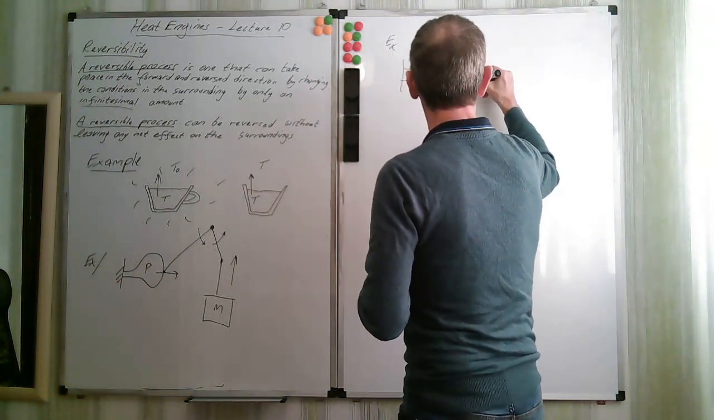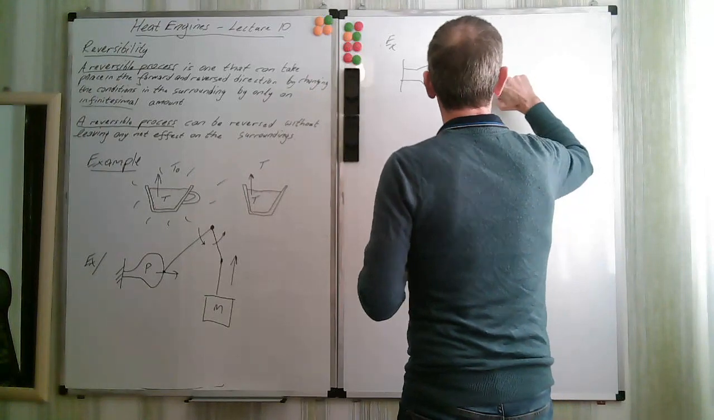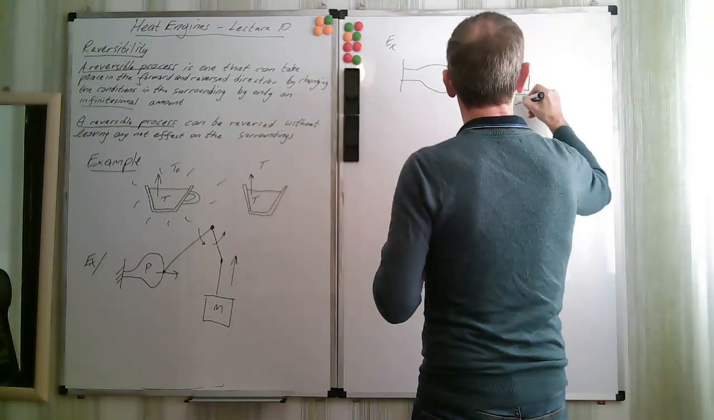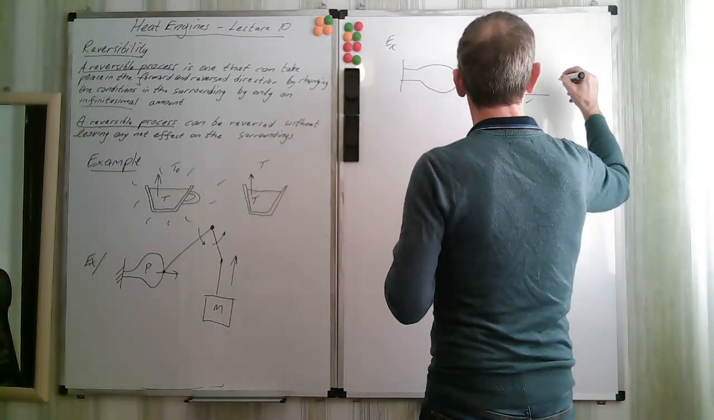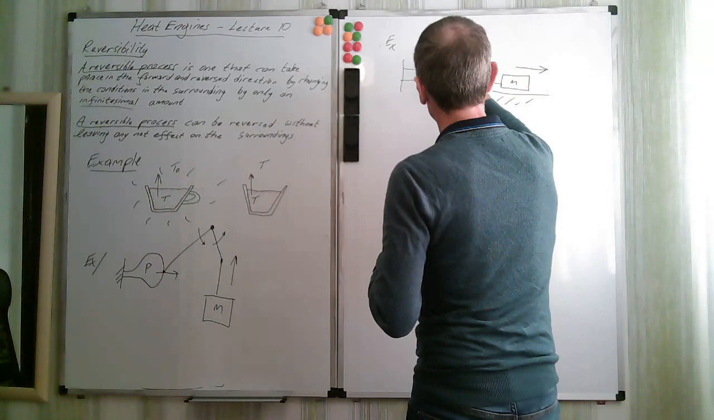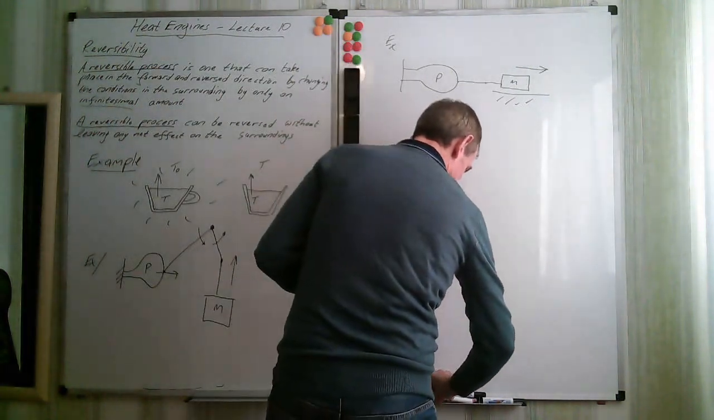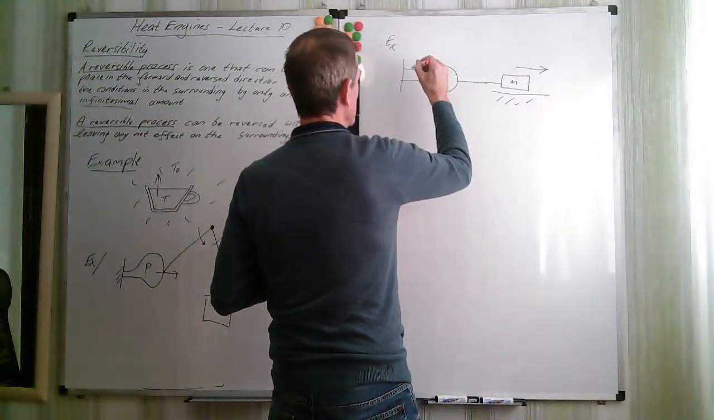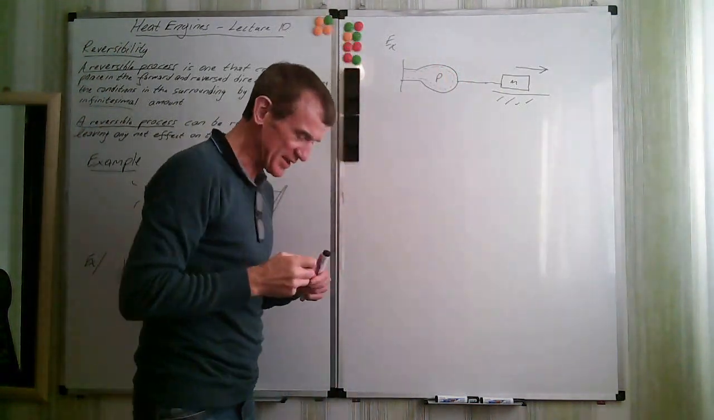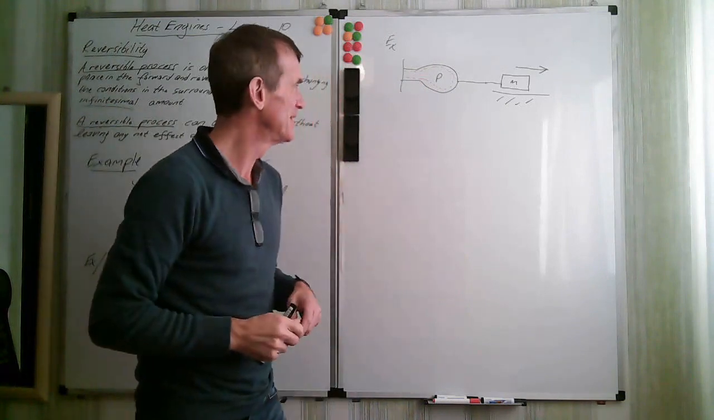So we can imagine an expanding balloon, and we've got some mass on a table, and we're pushing this along basically. So this is moving in this direction, pressure. Our system could be the gas in the balloon, of course, and it's moving this thing along. This would be an example of an irreversible system.